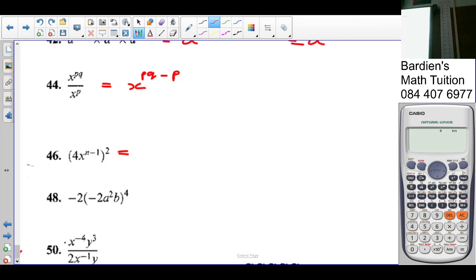So, we have a base raised to a higher exponent, so 4 squared is 16x. 2 times n is 2n. 2 times negative 1 is minus 2.